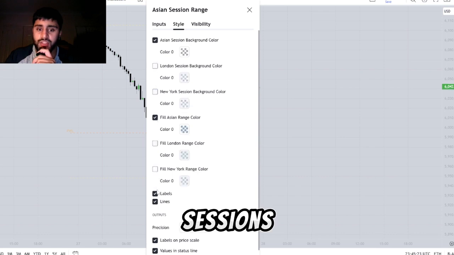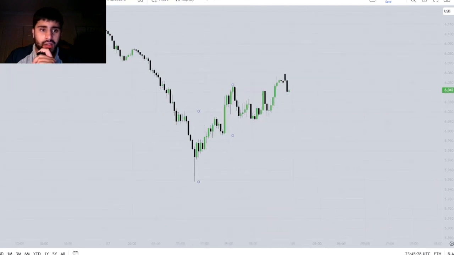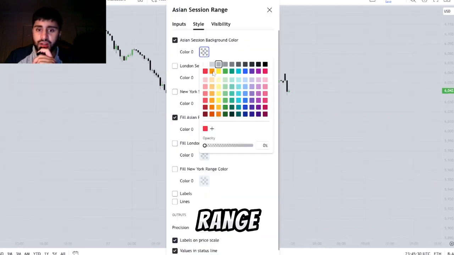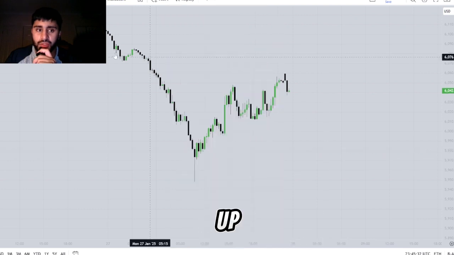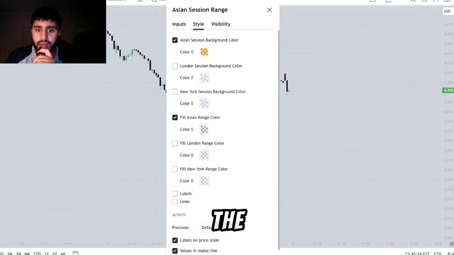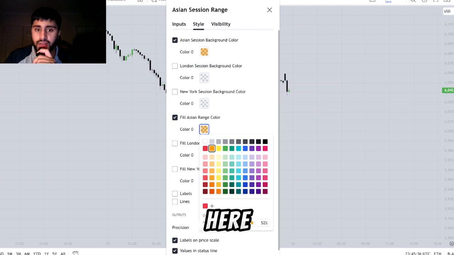You don't want to look at any other sessions. No labels, no lines. This is the basic setting for the Asian range. If we just get this up again, the Asian range color is going to be an orange. So this is, of course, the Asian range here in orange.